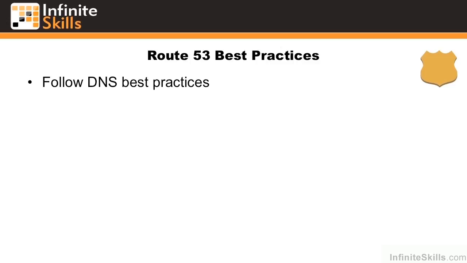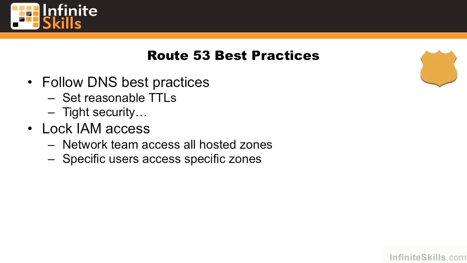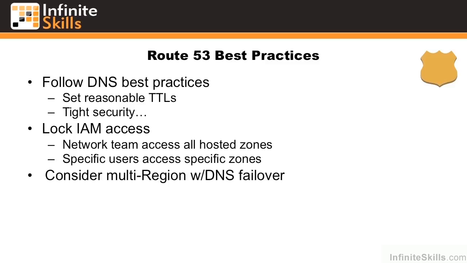Route 53 best practices are DNS best practices. First, set reasonable TTLs. I usually find that about 5 minutes works. And tight security. In Route 53, you can lock IAM access down to either the network team having access to all hosted zones, or certain members of that team only having access to specific zones. Also consider multi-region with DNS failover. This can be a good solution for mission-critical applications, but it is expensive and it can be very complicated to maintain your systems in two separate regions.